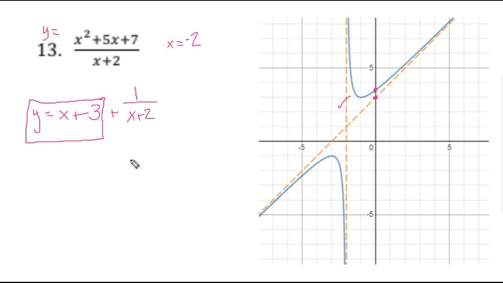Now we know that there makes a difference if a rational function is a proper fraction or an improper fraction. Proper fractions have horizontal asymptotes. Improper fractions have slanted asymptotes. And anytime your rational function will reduce, that's going to leave a hole in your graph.